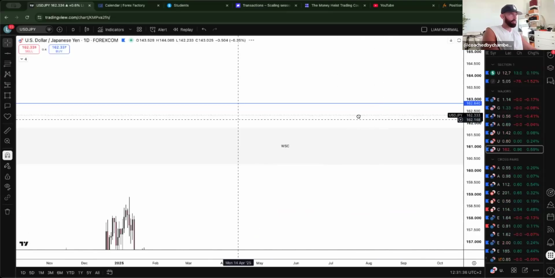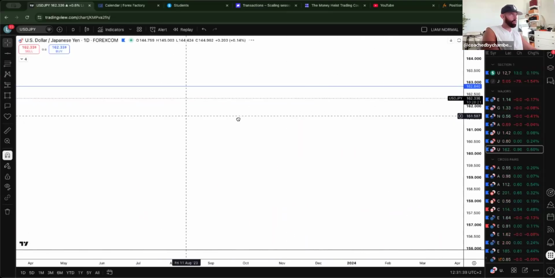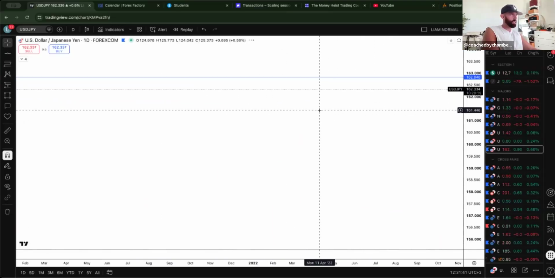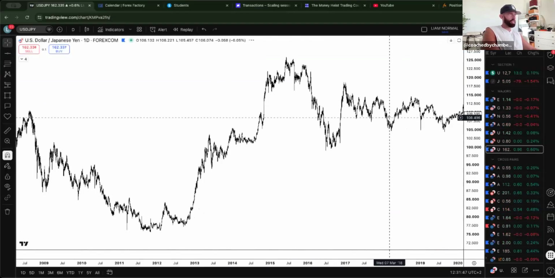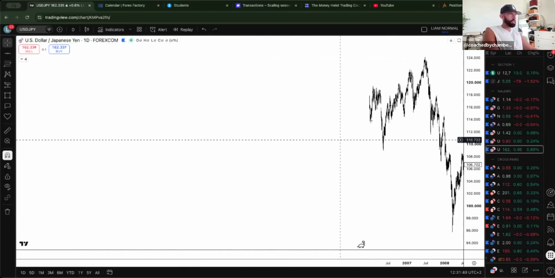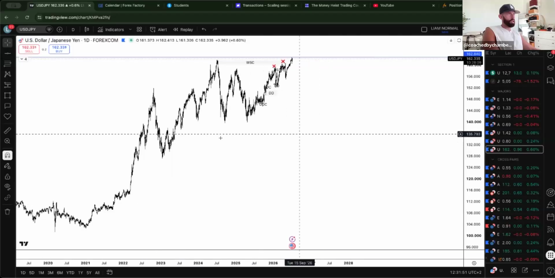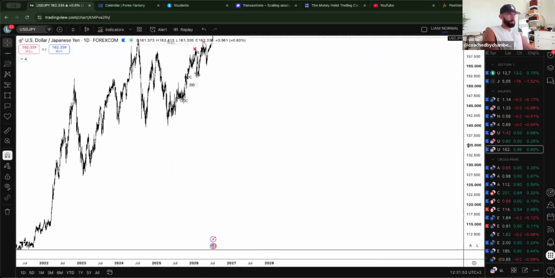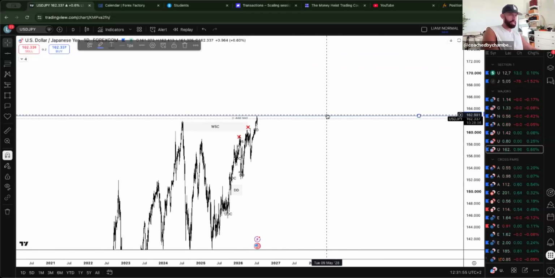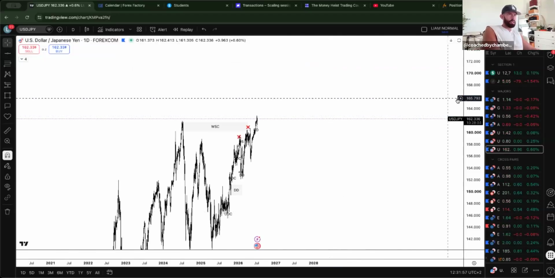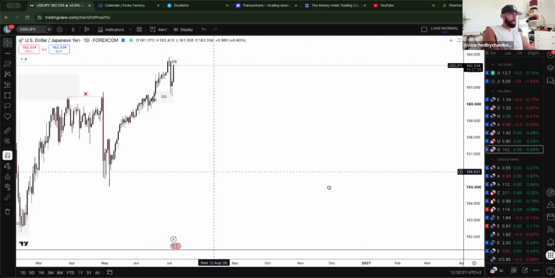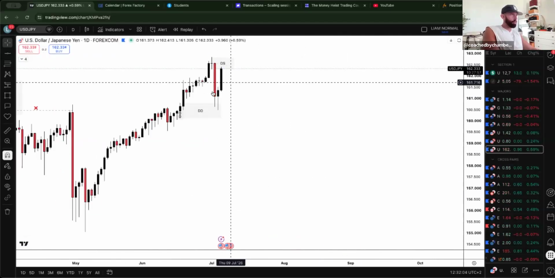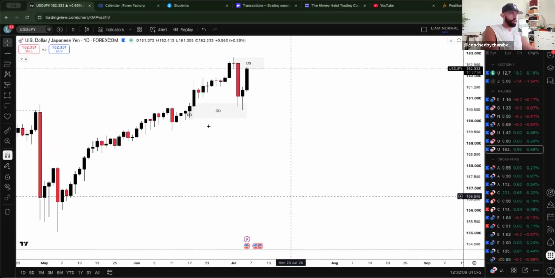if I can see anything to the left or not. No. Okay. I don't think there is. No. Okay. So for me personally, what I would be looking for is seeing how we react from here, but bullishness is in control at this moment in time.